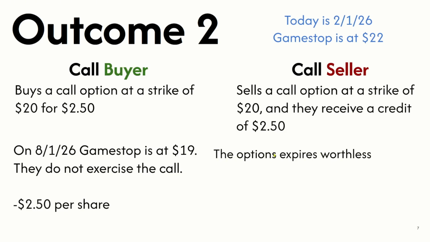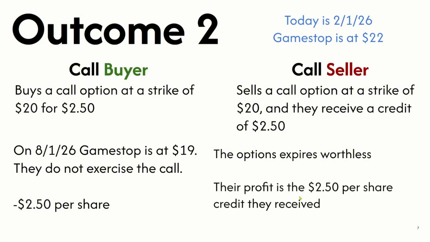Same situation, the options expire worthless. Their profit is the $2.50 per share of credit that they received up front. This contract, the deal was that they would be obligated to sell shares to the buyer if the buyer decided to do that. But the buyer decided not to do that. So the math here is very simple. They just keep that initial profit of the credit that they received up front. And there are no other transactions that are made.